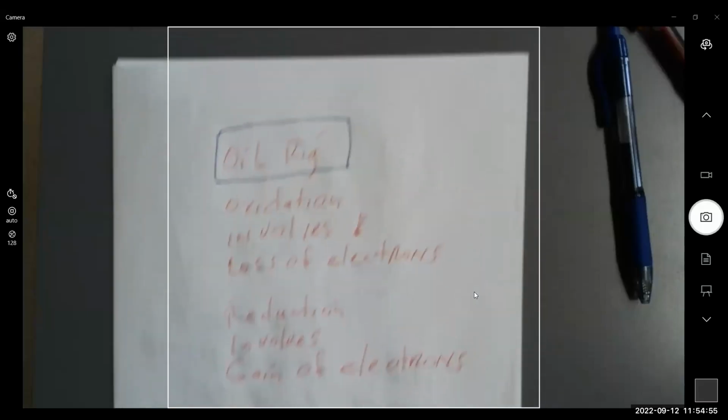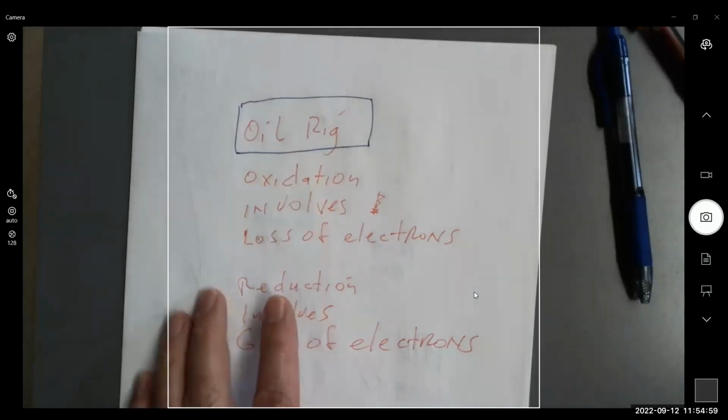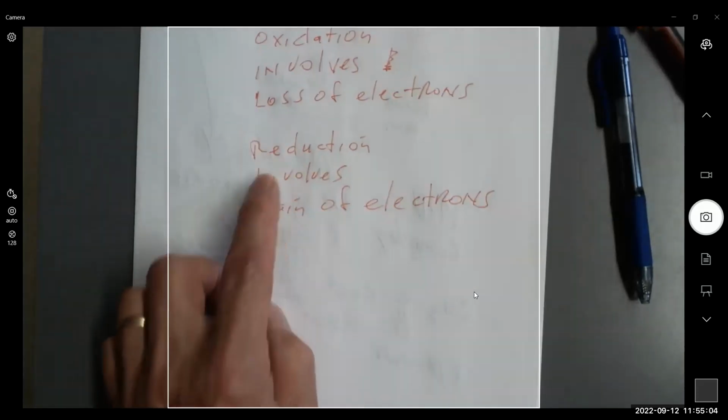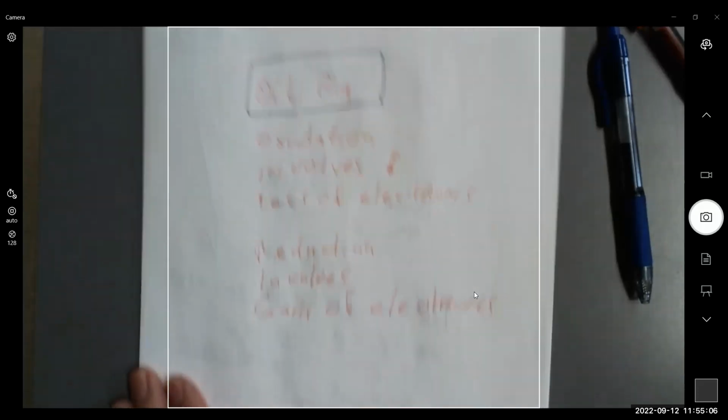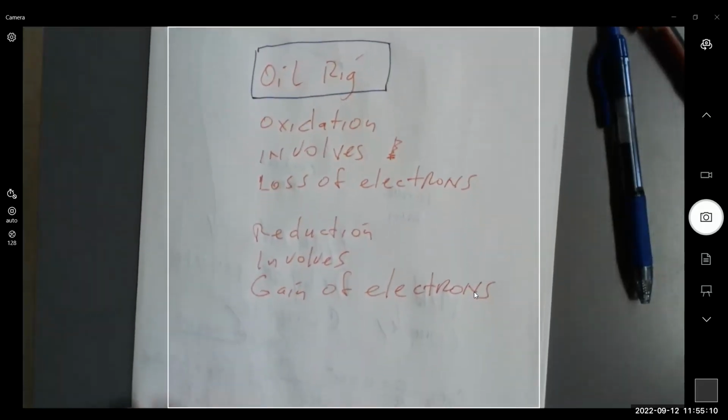So this is my mnemonic. I don't know if this will help you. Oil rig. Oxidation involves loss of electrons. Reduction involves gain of electrons. Oil rig. I don't know if that helps you. If it does, great. If it doesn't, well, then think of something else.